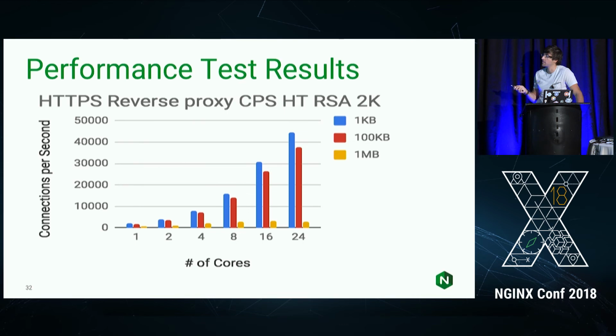So with a larger request size, you get a higher throughput. So there could be like a throughput bottleneck. Yeah. All right.